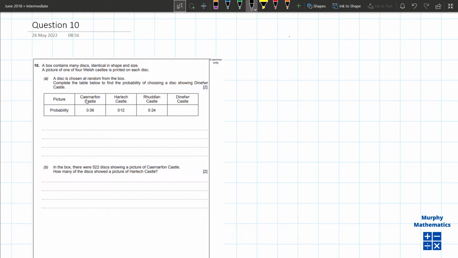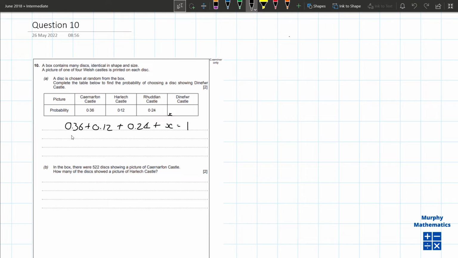So we're told that Carmarthen Castle is 0.36, Harlech Castle is 0.12, Rhuddlan Castle is 0.24, and then we've got to find out what the probability of this castle is. So we know that all the probabilities will add up to equal 1. So we know that 0.36 plus 0.12 plus 0.24 plus whatever this is, I'm just going to call it x for now, plus x equals 1.